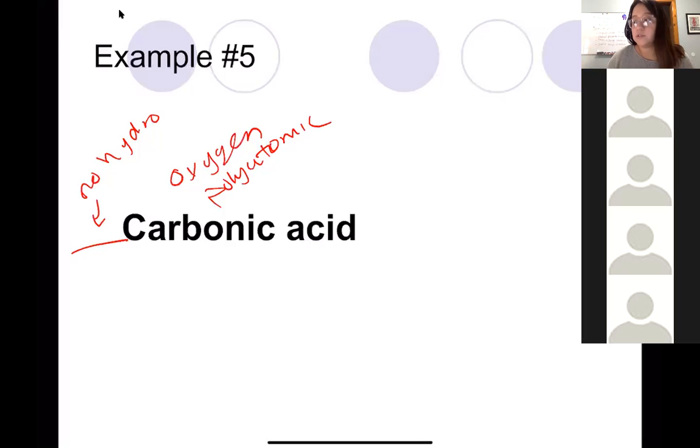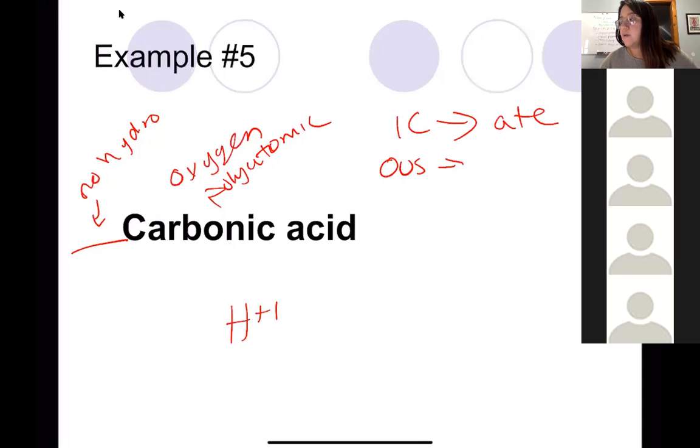Okay, so again, my first one is always going to be H plus 1. How do I know what I change it back to? If the acid ends in ic, you're changing it back to ATE. If the acid ends in OUS, you're changing it back to ITE.